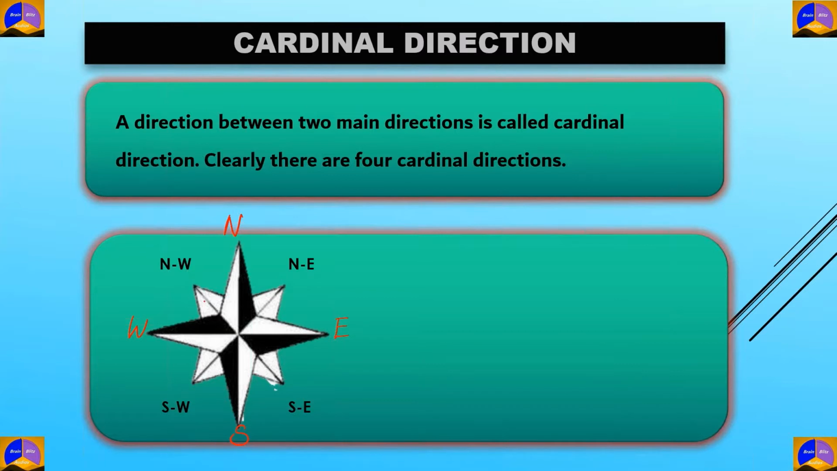So the cardinal direction between north and west will become northwest. And the cardinal direction between north and east will be northeast. Similarly, the cardinal direction between south and west will be southwest. And the cardinal direction between south and east will be southeast.